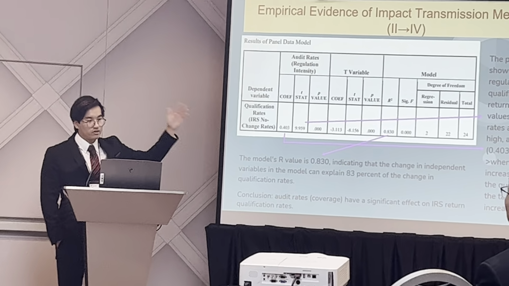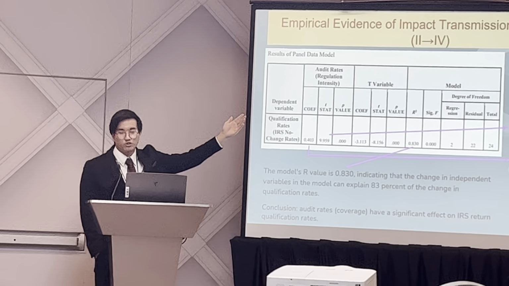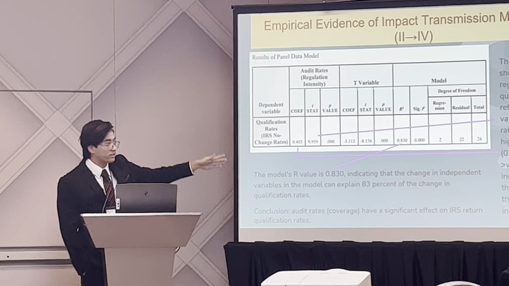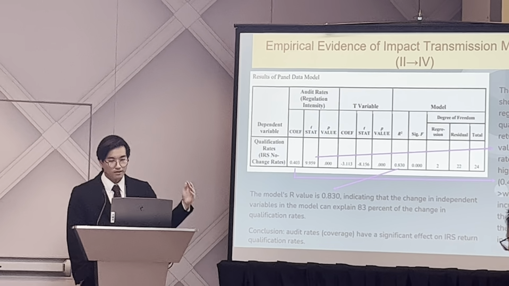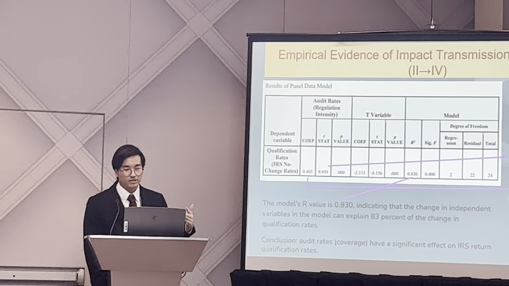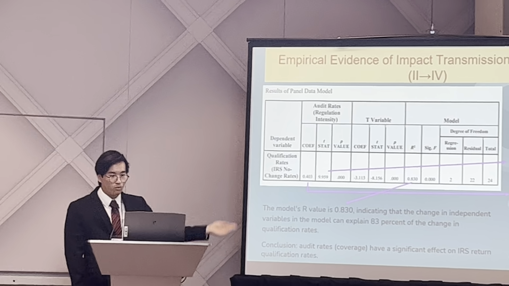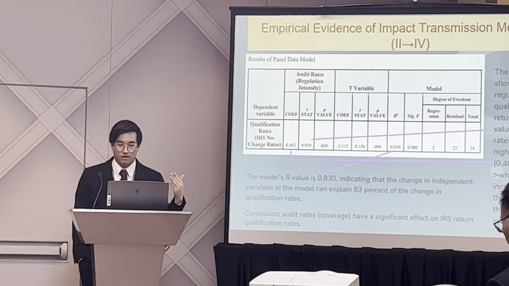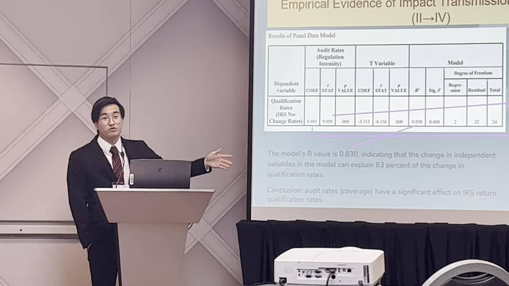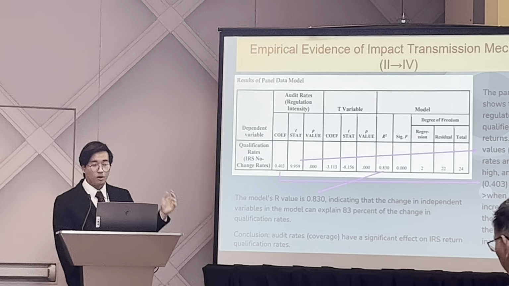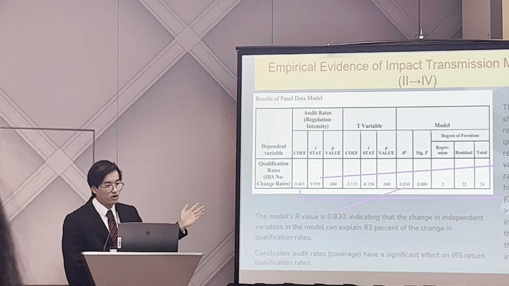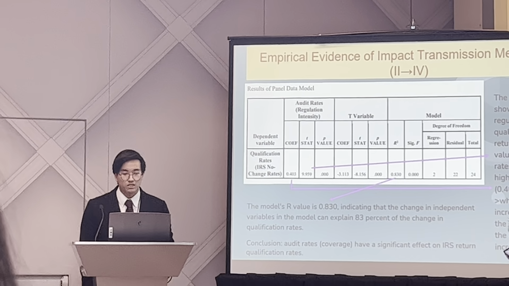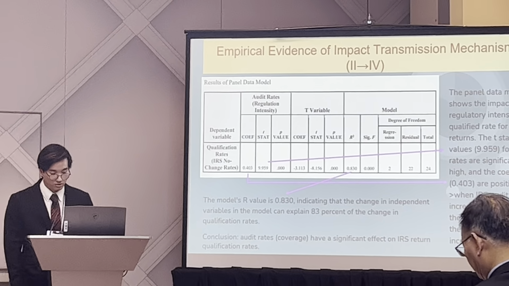Here we have the results of our empirical evidence of the impact transmission mechanism. We'll go back to this later to see the exact details, but what you want to know is that we found that when the IRS audit rate increases by 1%, the qualification rates of the tax returns will increase by 0.403%. And our conclusion is that audit rates have a significant effect on the IRS return qualification rates.